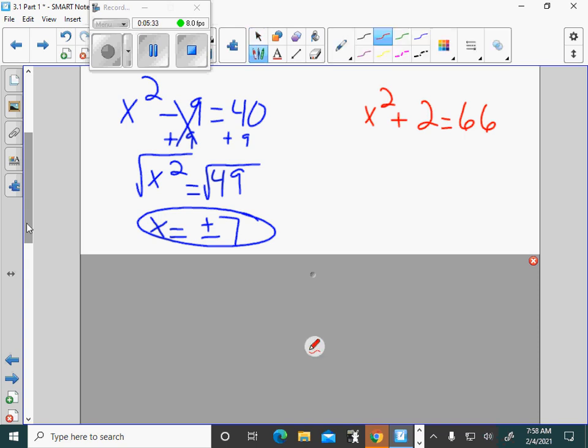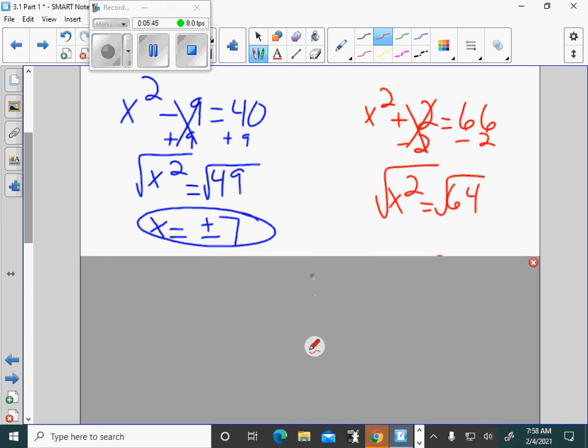Okay, solve this one just like the last. We're going to subtract 2 first. We're going to be left with x squared is equal to 64. Take the square root, and we're left with x is equal to positive or negative 8.